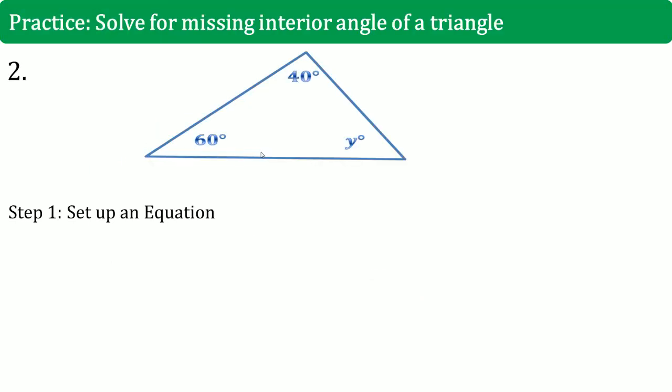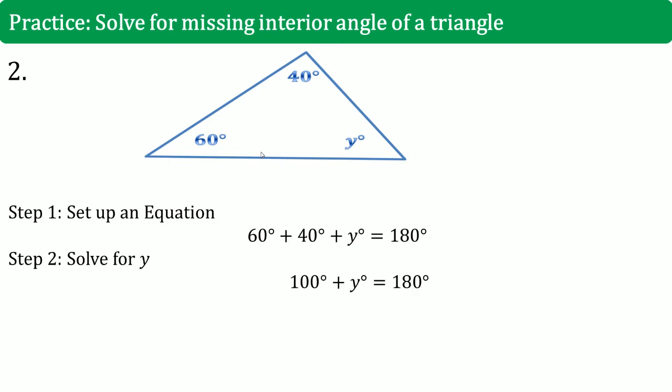Now, what I would like you to do is solve for the missing interior angle here. This is time for you to practice. Pause the video if you would like to give this a try. So, 60 plus 40 plus y is equal to 180 degrees. We can now solve for y. 60 plus 40 is 100, plus y is equal to 180. Subtract 100 from both sides, and you get y is equal to 80 degrees.